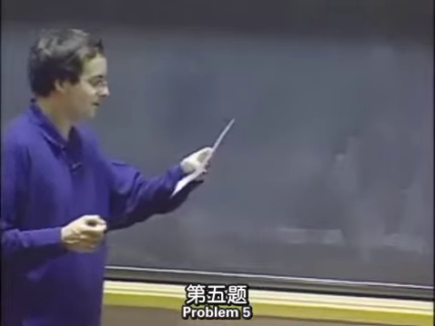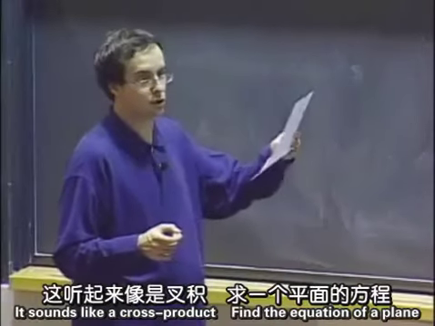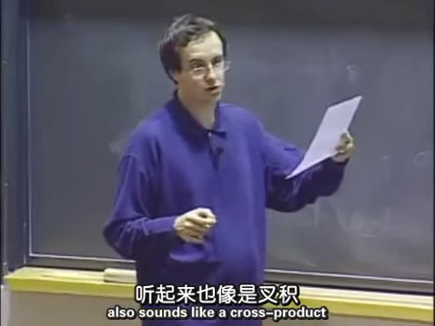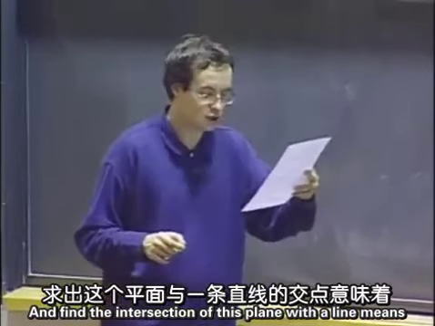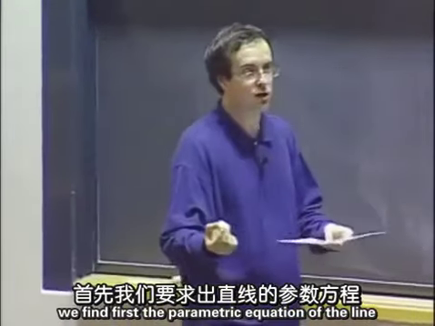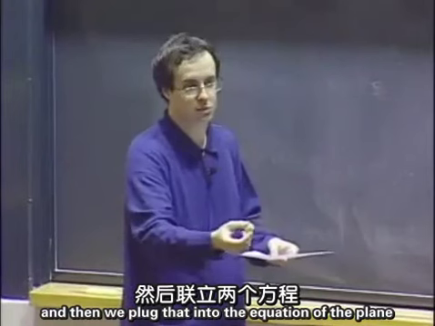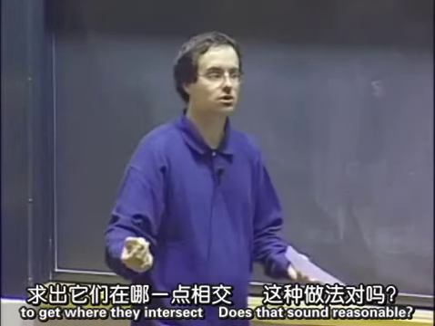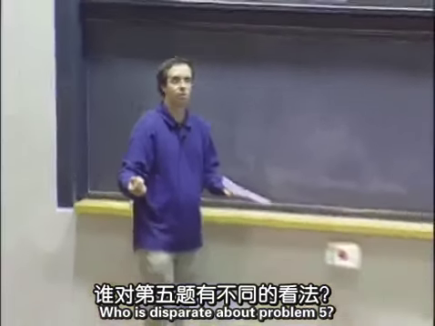Problem 5, find the area of a space triangle, sounds like a cross product. Find the equation of a plane, also sounds like a cross product. Okay, and find the intersection of this plane with a line means we find first the parametric equation of a line, and then we plug that into the equation of a plane to get where they intersect. Okay, does that sound reasonable? Okay, who's disparate about problem 5?